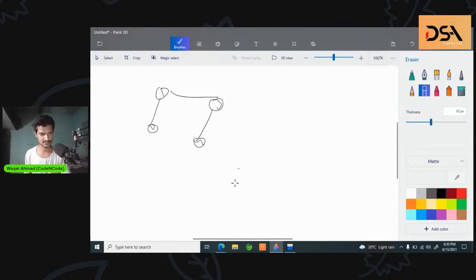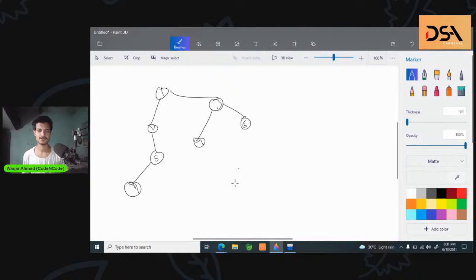For that, let's just increase the size of this node. 1, 2, 3, 4. Oh, sorry. Node 5. Node 7. And node 6. Okay, so this is the tree we are working with. And let's go ahead and learn about DFS first.